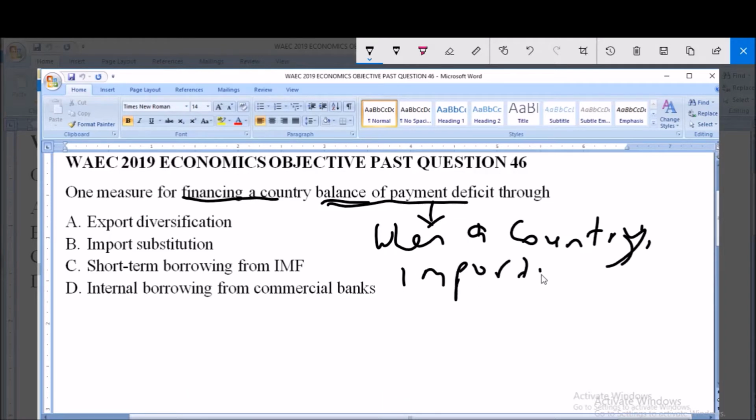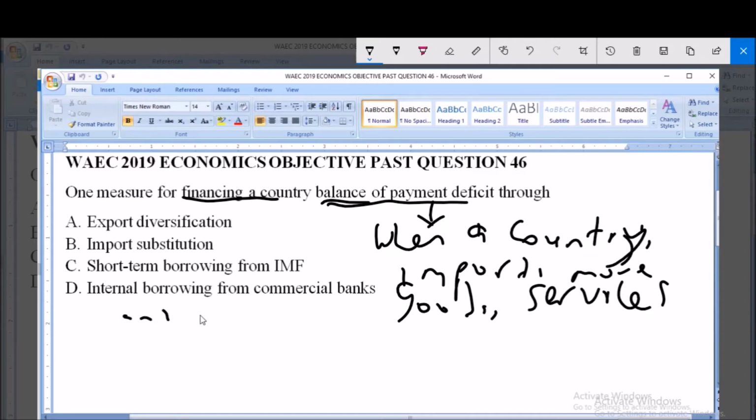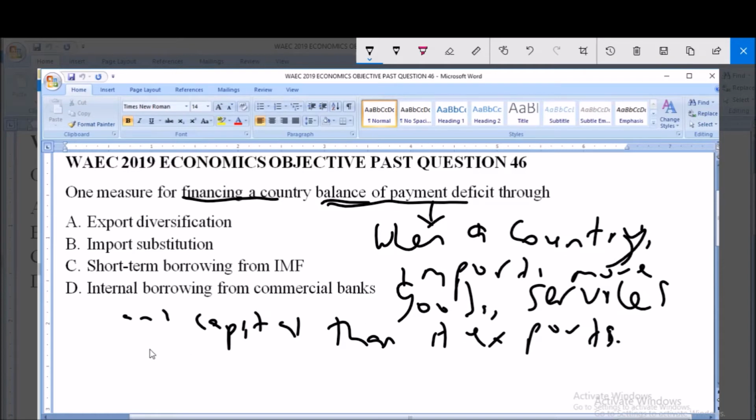imports more goods, services, and capital than it exports. So in short form, imports of that country is greater than exports.